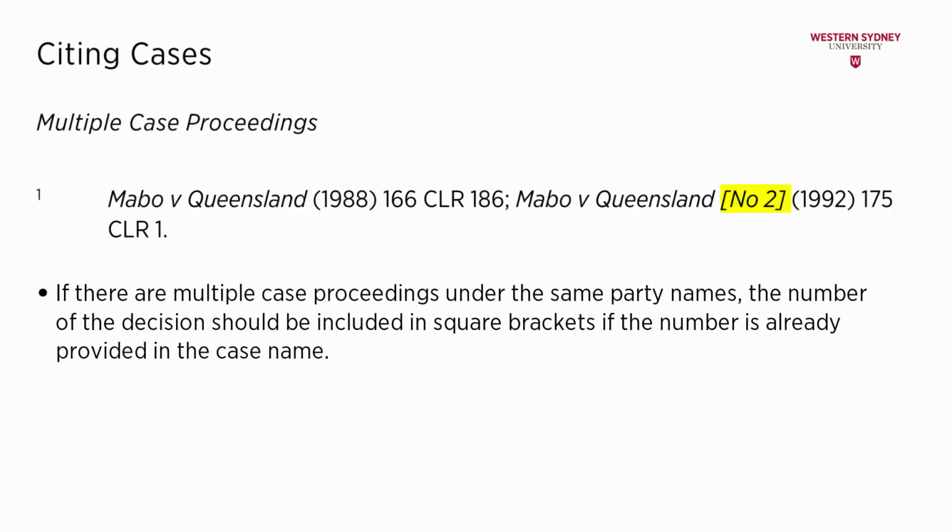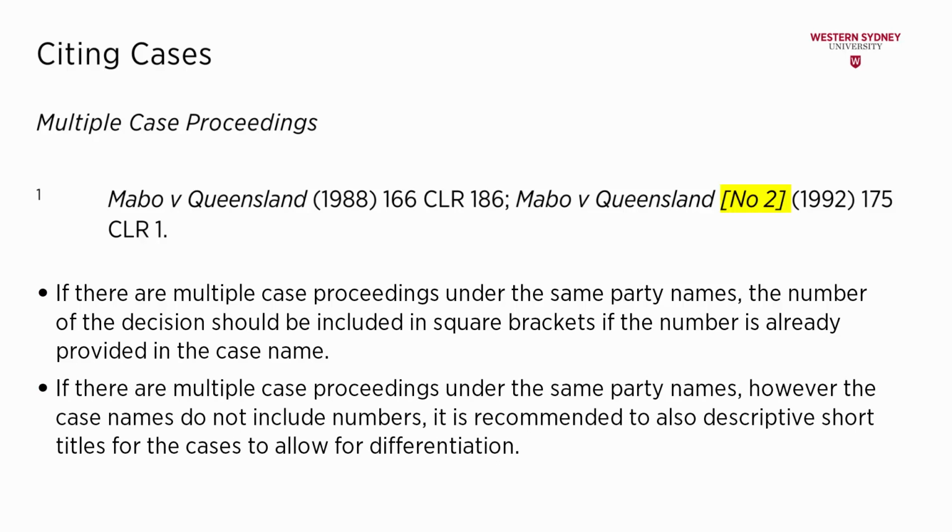If there are multiple case proceedings under the same party names, the number of the decision should be included in square brackets if the number is already provided in the case name. If there are multiple case proceedings under the same party names, however the case names don't include numbers, it is recommended to also use descriptive short titles for the cases to allow for differentiation.